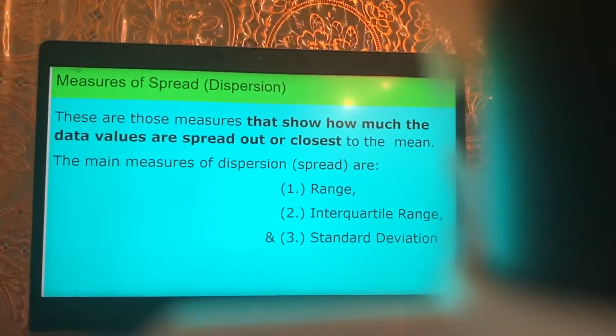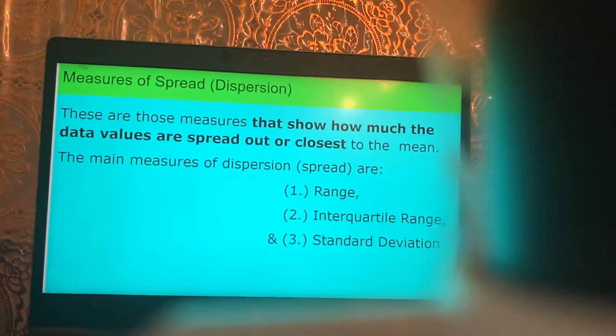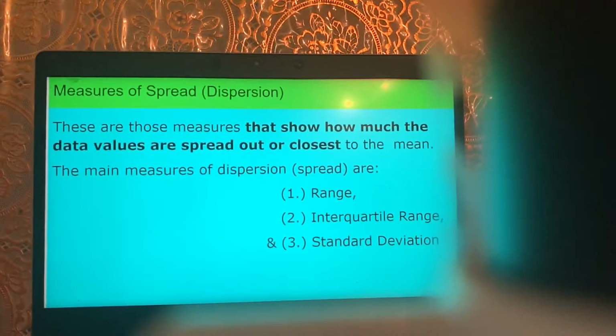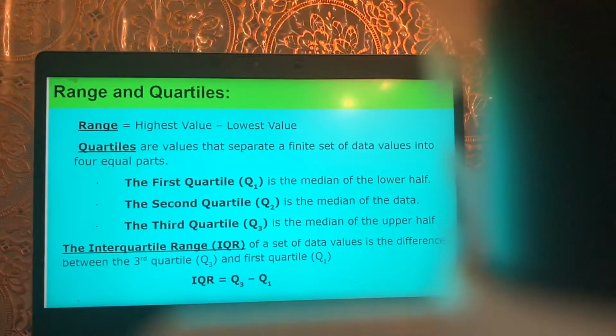Measures of spread. We go to measures of spread after seeing how we can present data using a bar graph, histogram, dot plots, or pie chart. The other measures in statistics are measures of spread. These are those measures that show how much the data values are spread out or close to each other, to the mean, and also to each other for that matter. So these are mainly 3: range, interquartile range, and the standard deviation. The range is the highest value minus the lowest value, as you know it.